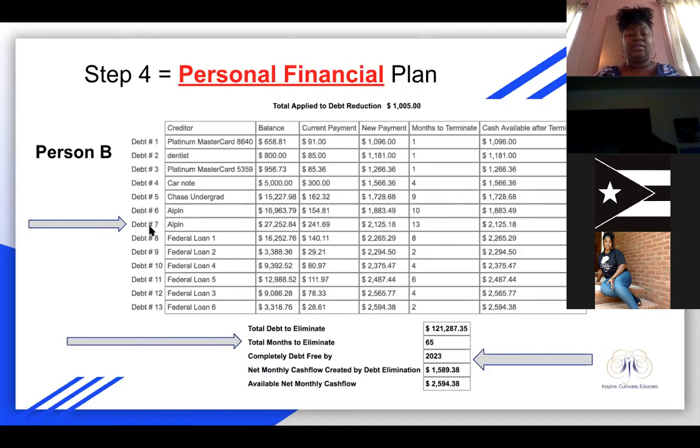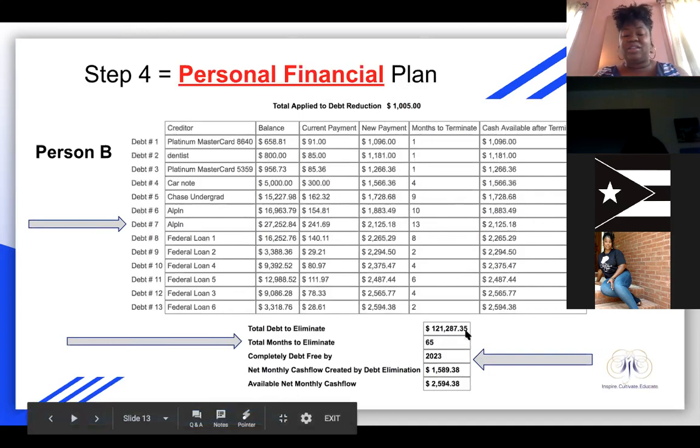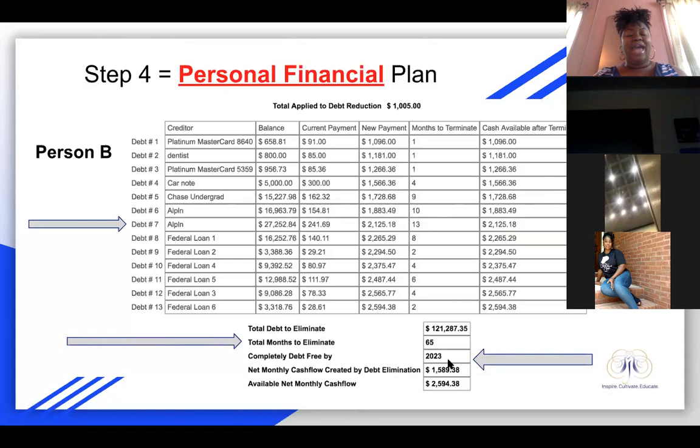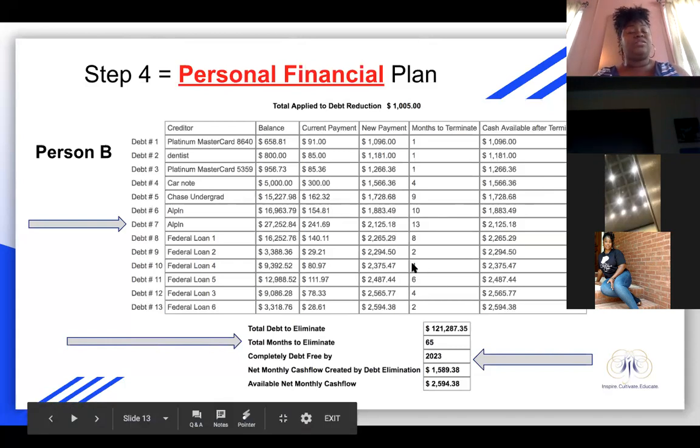Remember debt 7? Well, it went from 25 months to 13 months paid off. It's the same amount of debt, $121,000. But instead of 11 years, now it's going to take 65 months, which is 5.5 years. Instead of 2029, they pay it off in 2023.